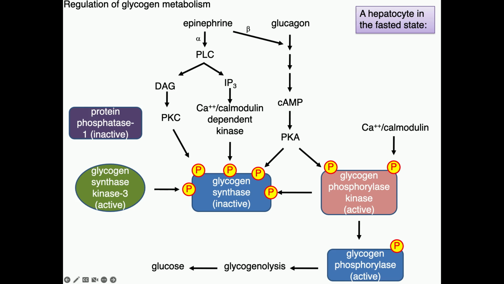We also have glycogen synthase kinase, and this is a substrate for phosphorylation by protein kinase B, which I'll get to in a moment. In the absence of that phosphorylation, the glycogen synthase kinase is active, and there is a glycogen synthase kinase inhibitory phosphorylation site on glycogen synthase as well. So glucagon signaling is here.